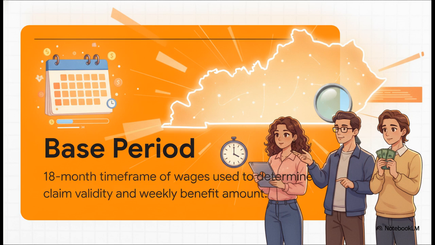Think layoffs or company downsizing. But to get approved, the state looks back at your wage history over this exact 18-month window. If you haven't worked in Kentucky during that time, you'll actually need to apply in the state where you did work. This base period is essentially the mathematical foundation the state uses to calculate exactly how much money you might get each week.